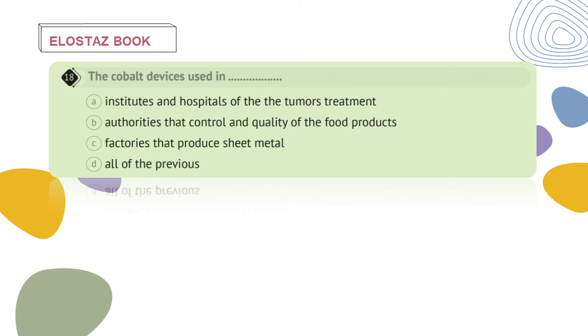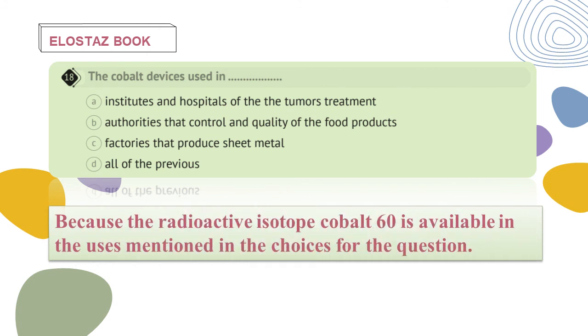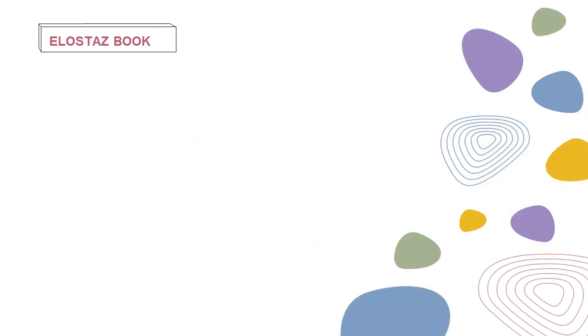Okay, we said that cobalt is a very important radioactive isotope, that cobalt 60 is available in all the uses that we mentioned in our choices for this question. So all the previous are in the devices that depend on the presence of cobalt as an element. Okay, let's go into question 19.